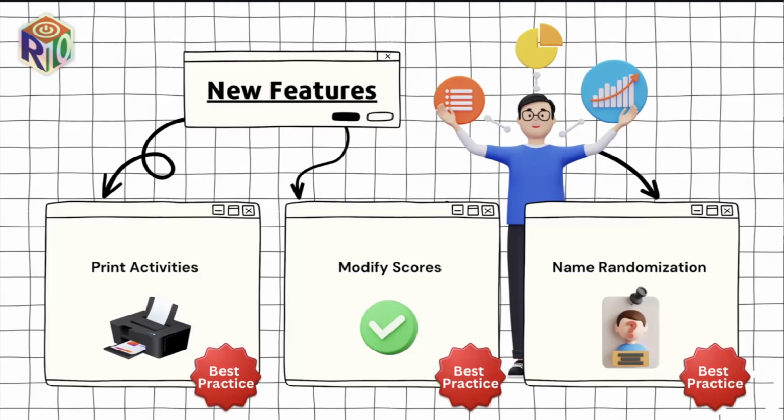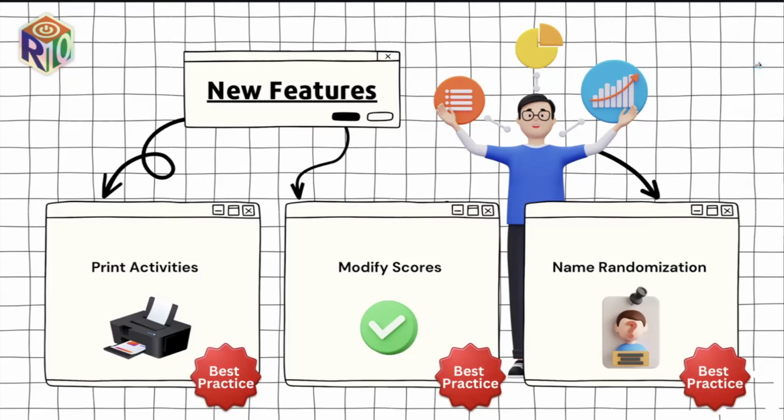And I'm going to show you how to do that within the tool in just a moment. We also can modify scores within the tool now. And so if you come across an item that you identify as a bad item or need to change a student's score for one reason or another, you now have the capability to do that.